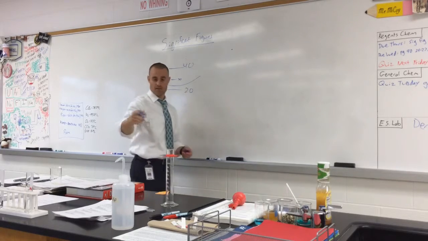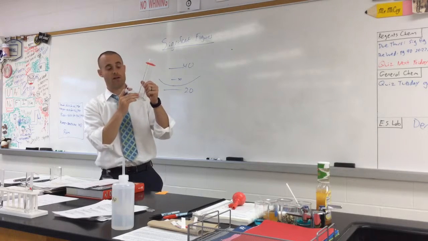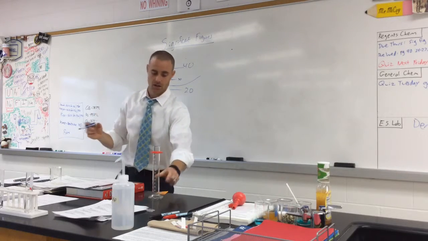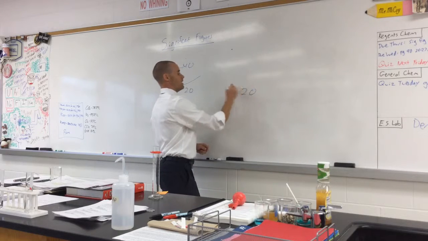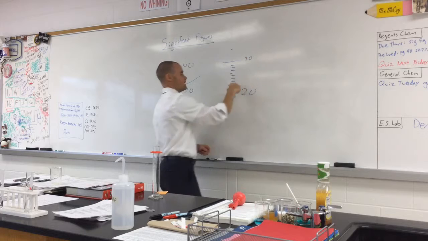But if you use a graduated cylinder, and you count the number of lines, let's say just between 20 and 30, there's going to be 9 lines. So it's going to be 20, and then 1, 2, 3, 4, 5, 6, 7, 8, 9, and then 30. Each line represents what?